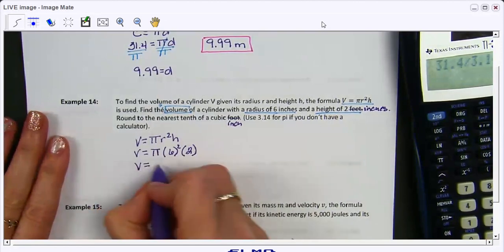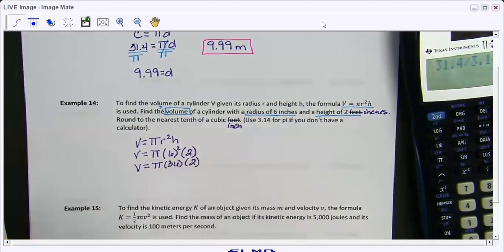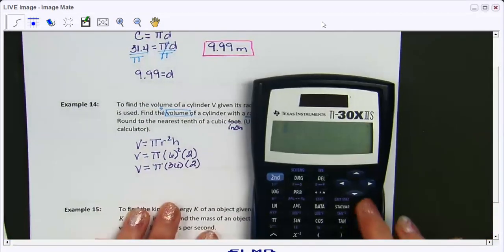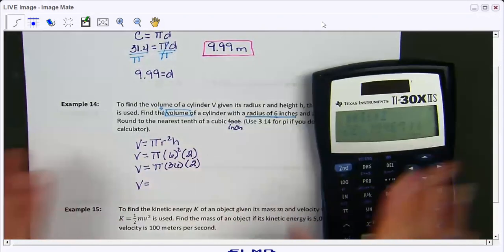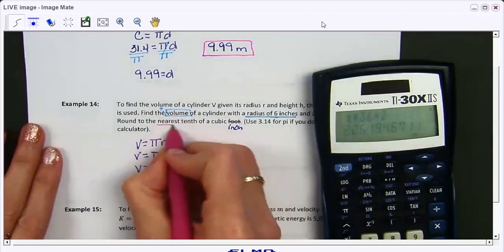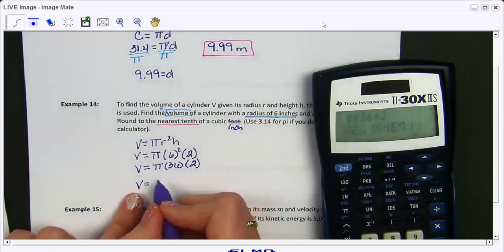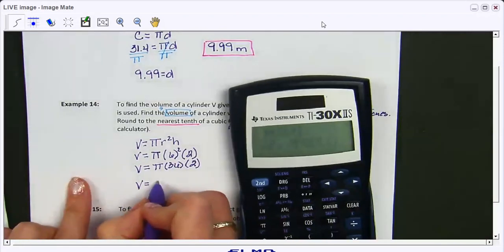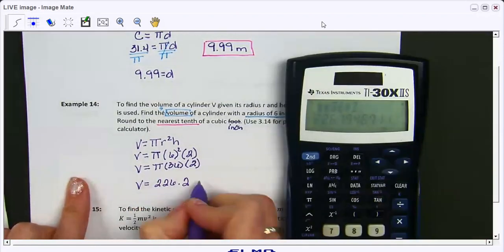So volume equals pi times 36 times 2. And then you can plug this into your calculator. So pi times 36 times 2, and volume equals. Now notice this one said round to the nearest tenths place. So that's the place value you need to round it to. So this is going to be 226.2 inches cubed because we're talking about volume.